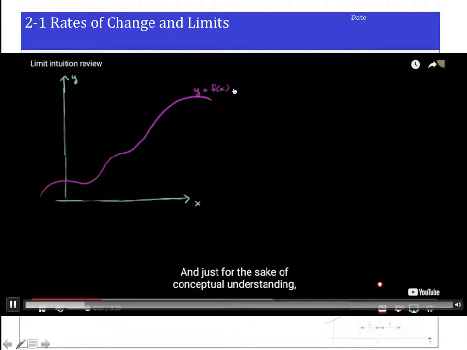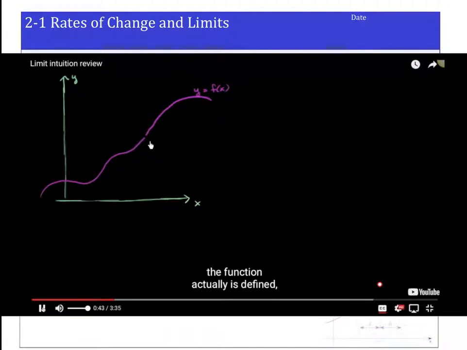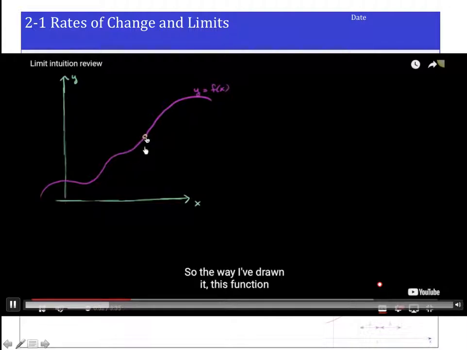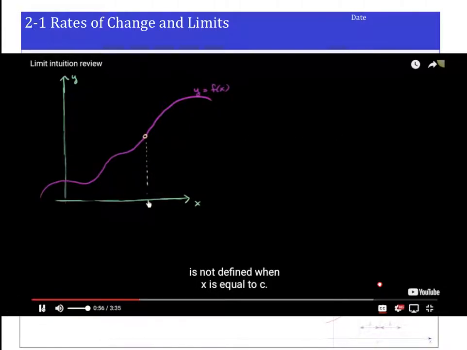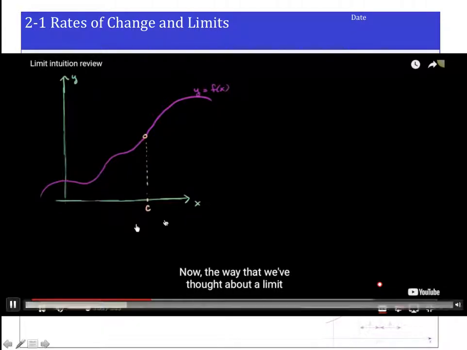Just for the sake of conceptual understanding, I'm going to say it's not defined at a point. I didn't have to do this. You can find the limit as x approaches a point where the function actually is defined, but it becomes much more interesting, at least for me, where you start to understand why a limit might be relevant where a function is not defined at some point. So the way I've drawn it, this function is not defined when x is equal to c.